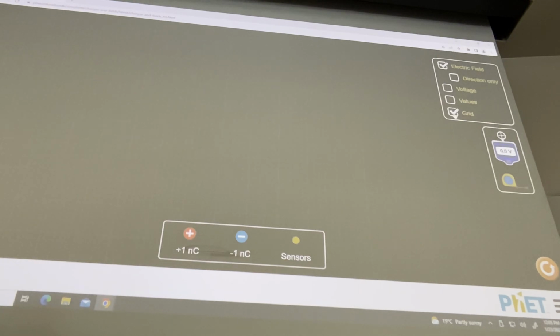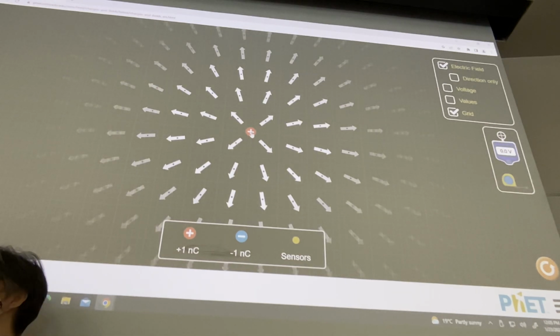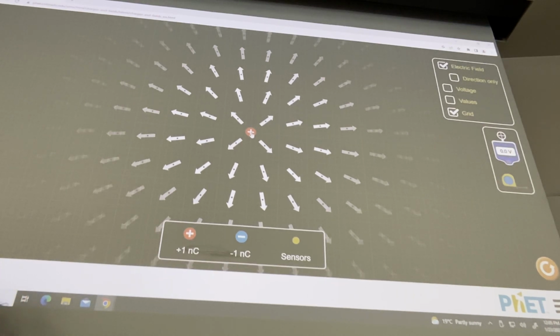So we've used this before, it's a PhET simulation. I'll turn on the grid just so we can see where stuff is. When I put a positive charge in, all of these lines show the electric field. The electric fields point radially outwards. That's something we're familiar with. This is a 2D picture, and 3D, of course, is coming out in all directions.